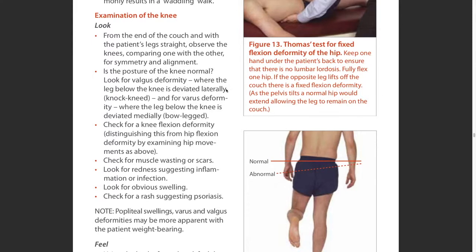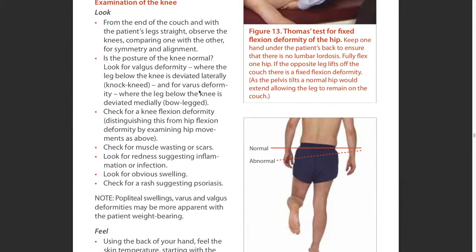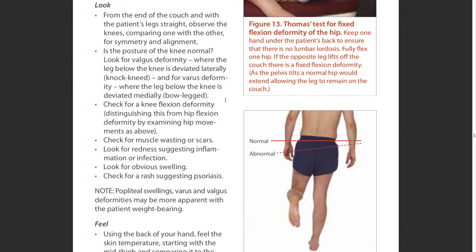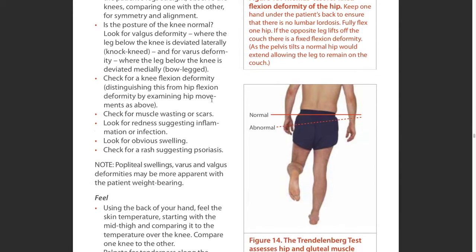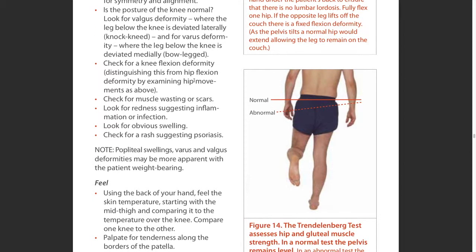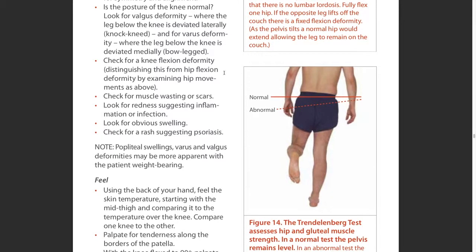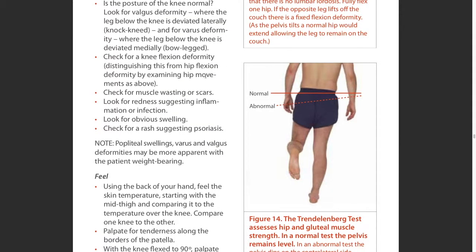Look for valgus deformity, where the leg below the knee is deviated laterally, not head. And for varus deformity, where the leg below the knee is deviated medially, bow-legged. Okay, check for knee flexion deformity, distinguishing this from hip flexion deformity by examining hip movements.